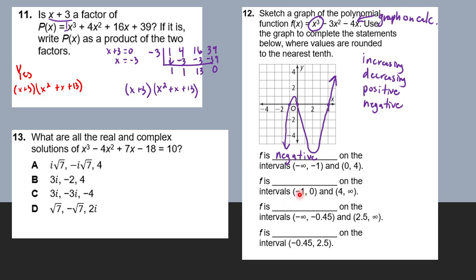Okay, let's look at the next interval. So between -1 and 0, we're looking at this part of the graph. And then between 4 and +infinity, they're talking about this part of the graph. Well, both of those are where it is above the x-axis. Remember, above the x-axis is our positive. Because remember, your x-axis is the dividing line between your positive and your negative.